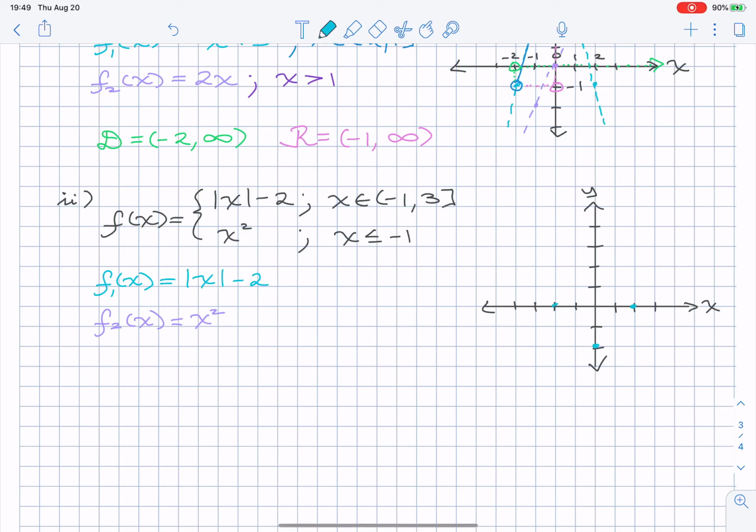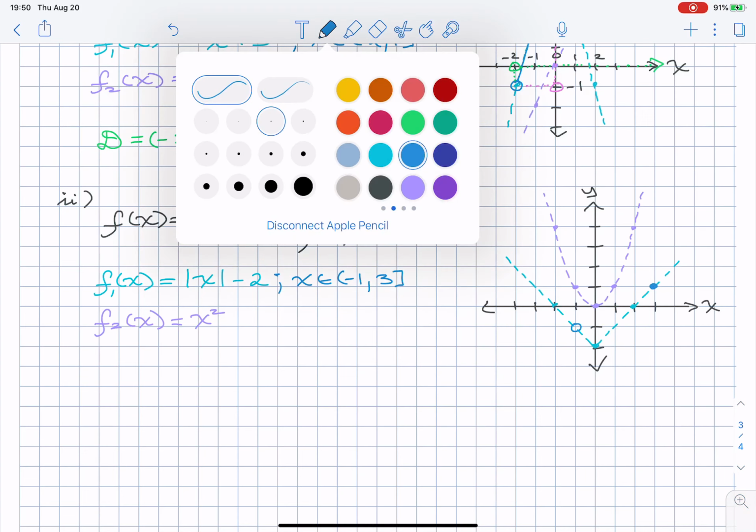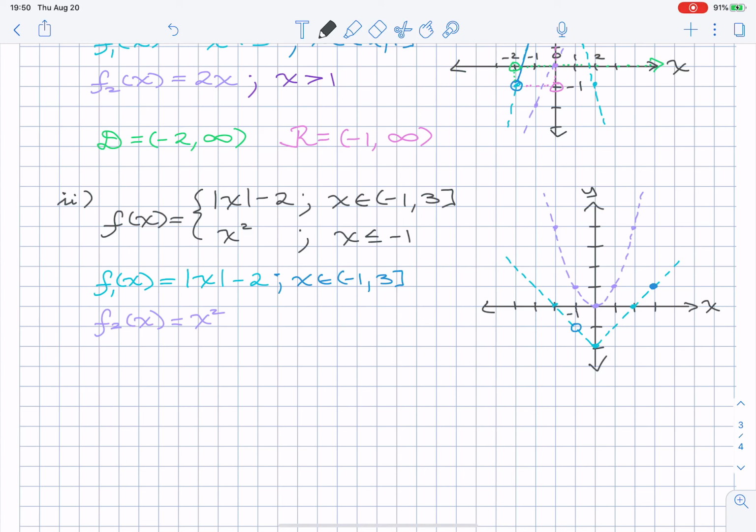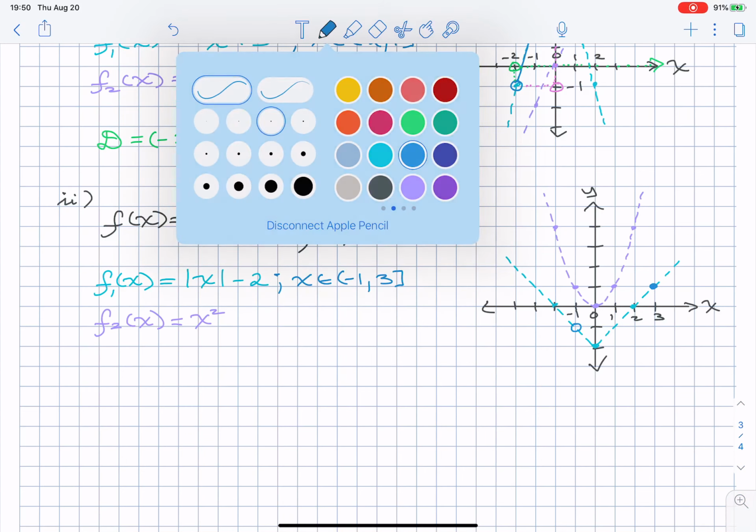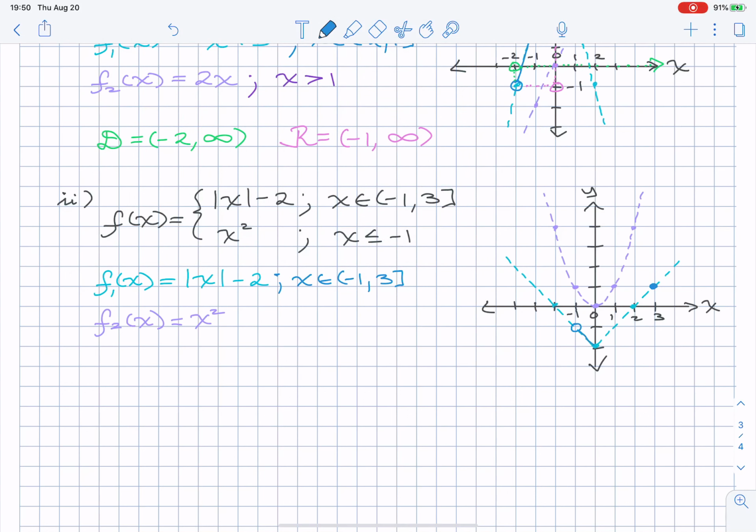Now for the first function, my domain was values of x between -1, so open at -1 on the graph, and closed at +3. Remember, this corresponds to -1, 0, 1, 2, and 3 on the x-axis. So that means I can plot solid dots between these two values.